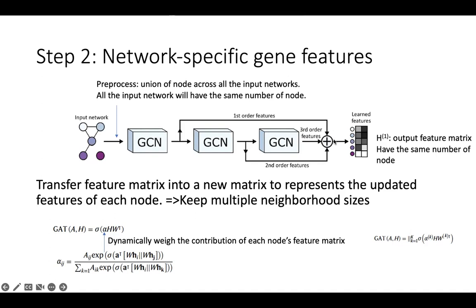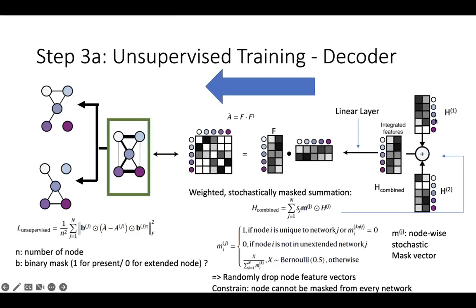They sum them up together to get this learned feature matrix. And H1 here will be the feature representation matrix for input network 1. And after they get that, a different network will give us a different H1, that's one H1 and that's another H2, and they sum these 2 networks together. They didn't just directly use element-wise summation. They actually use a method called weighted stochastic masking summation to combine these together.